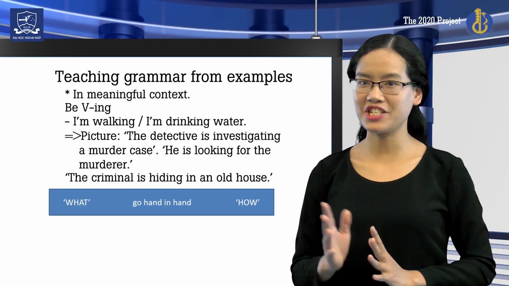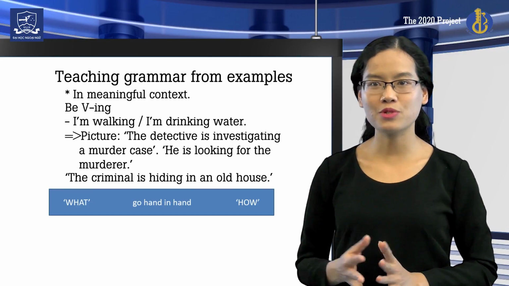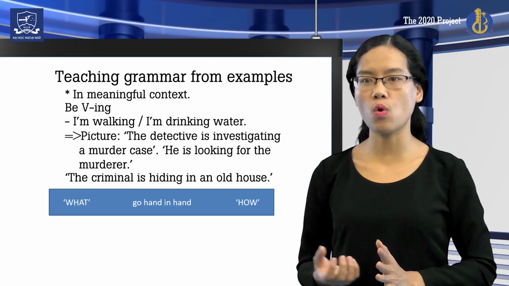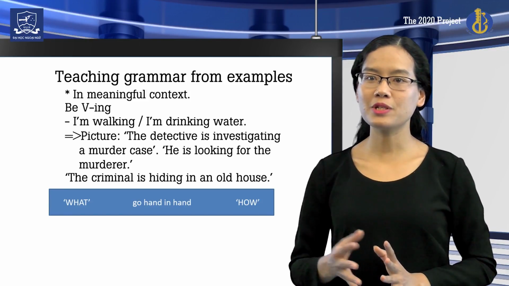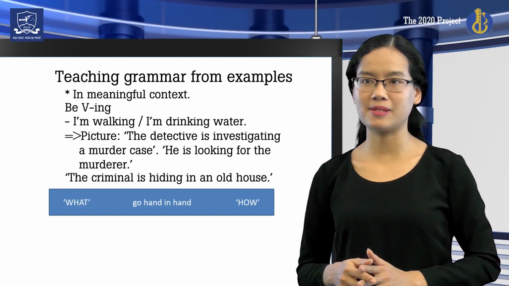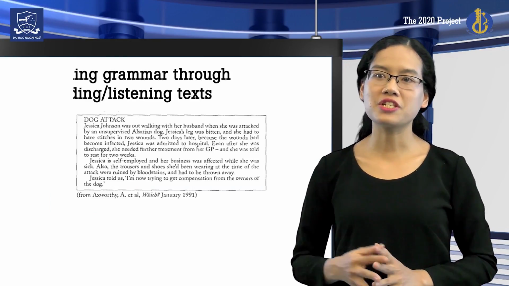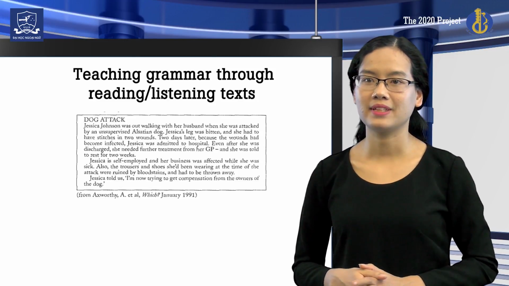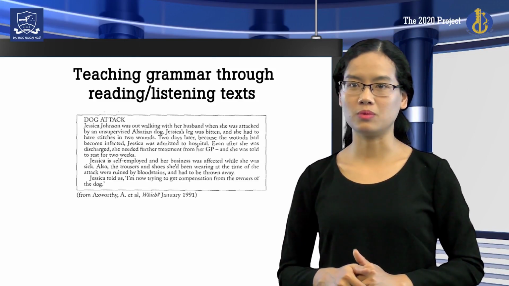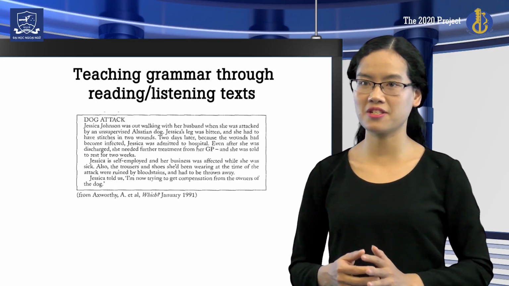So, in teaching grammar, what is the grammar point and how to use it are equally important and go hand in hand. We are going to see the role of context more clearly in the third method, teaching grammar from reading or listening extracts. Let's look at this example. This is a text which can be used to teach the passive.